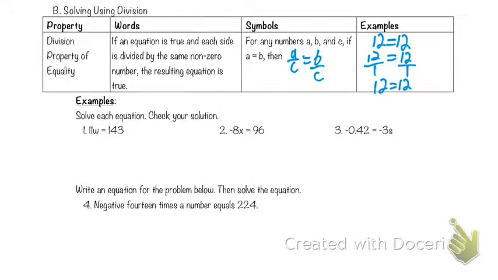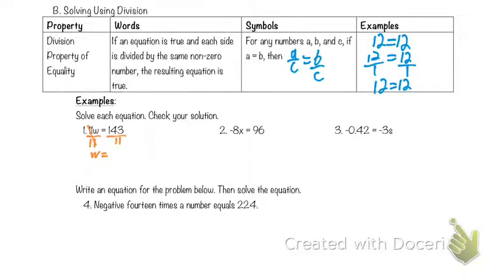So on example 1 here, 11w is equal to 143. What's happening with w? Multiplying by 11. How do we undo multiplication? You divide. So we're going to divide by whatever number is there, 11. Because what's 11 divided by itself? 1. And what's 1 times w? Just w. So do we even have to write that 1 there? No, that's what we wanted. We wanted to get w by itself. So this is how we get w by itself. We divide by whatever's there. And we do it on both sides because we have to keep it equal.